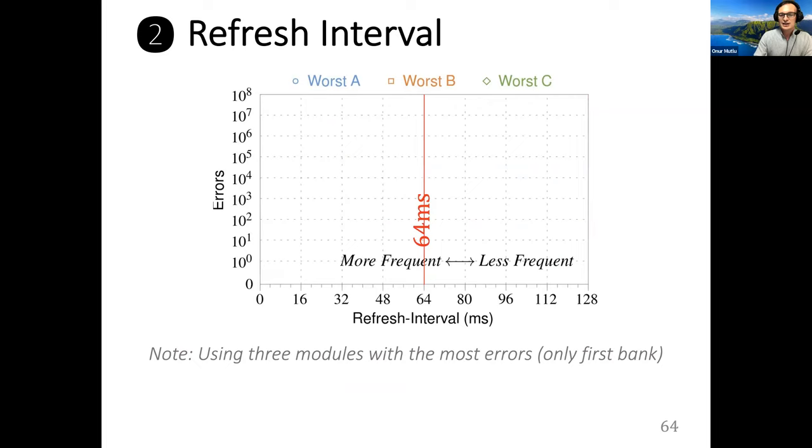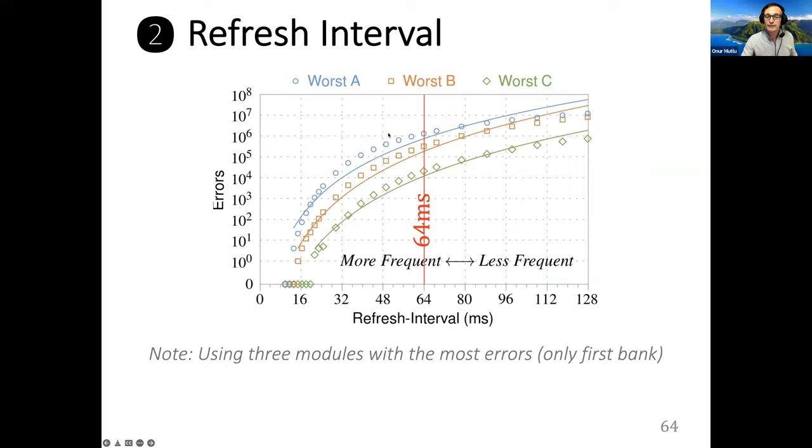And the last example is the refresh interval. At the time we were testing the DRAM chips, the nominal refresh interval was 64 milliseconds at low temperatures. Now, if you refresh more frequently, you can reduce the error rate due to RowHammer, as you can see over here. If you refresh less frequently, you will increase the error rate. And this makes sense, because if you refresh more frequently, you can fit fewer activations in a refresh interval, so the probability of a RowHammer bitflip reduces. And less frequently, you could fit more activations. As a result, the probability of a RowHammer bitflip increases.